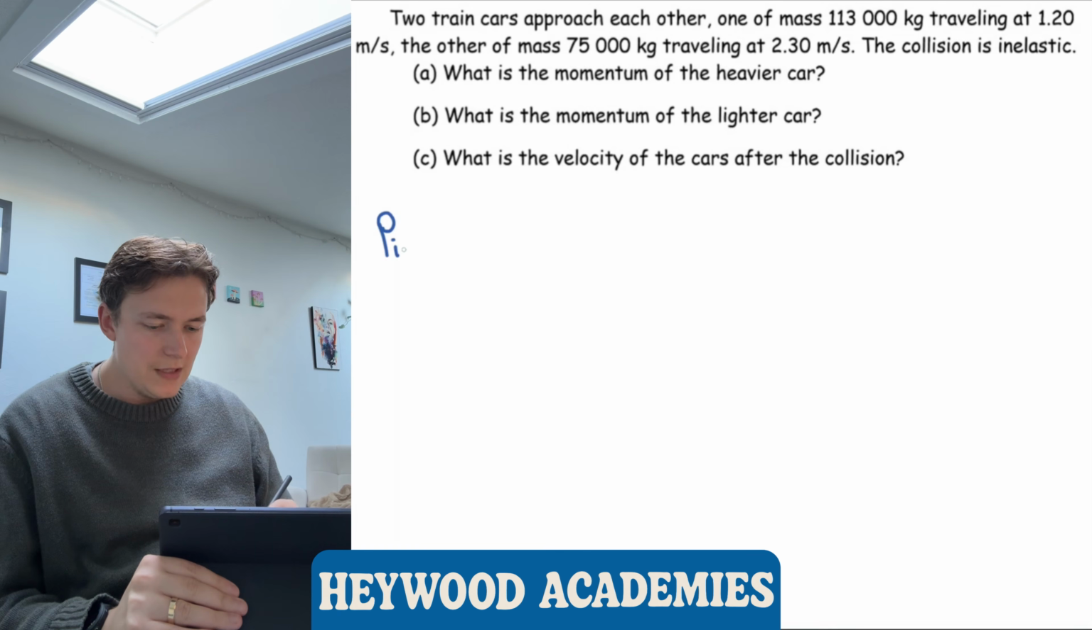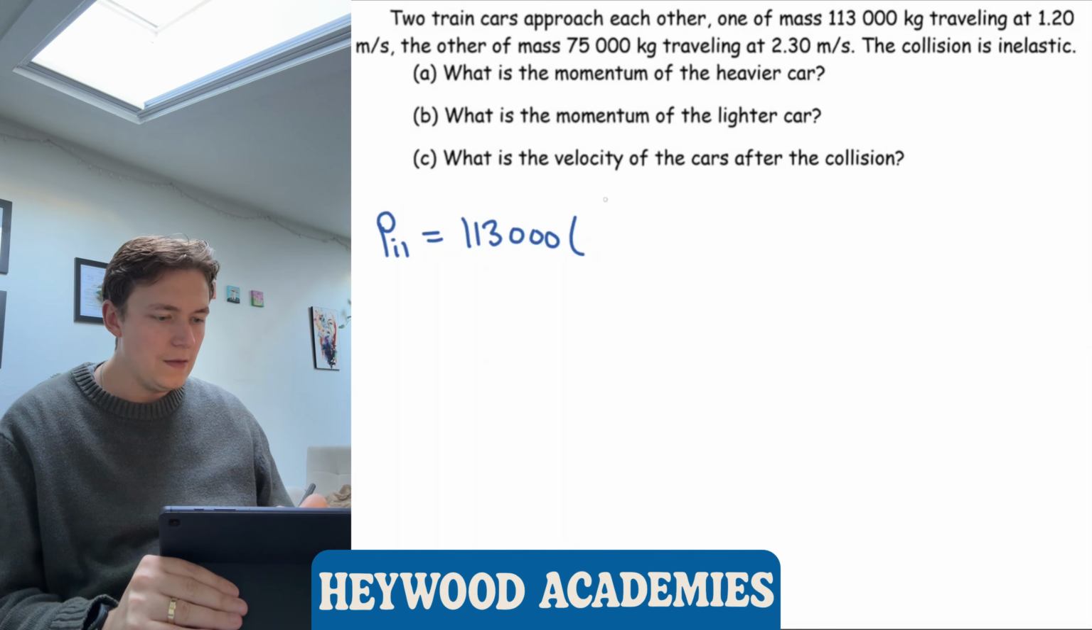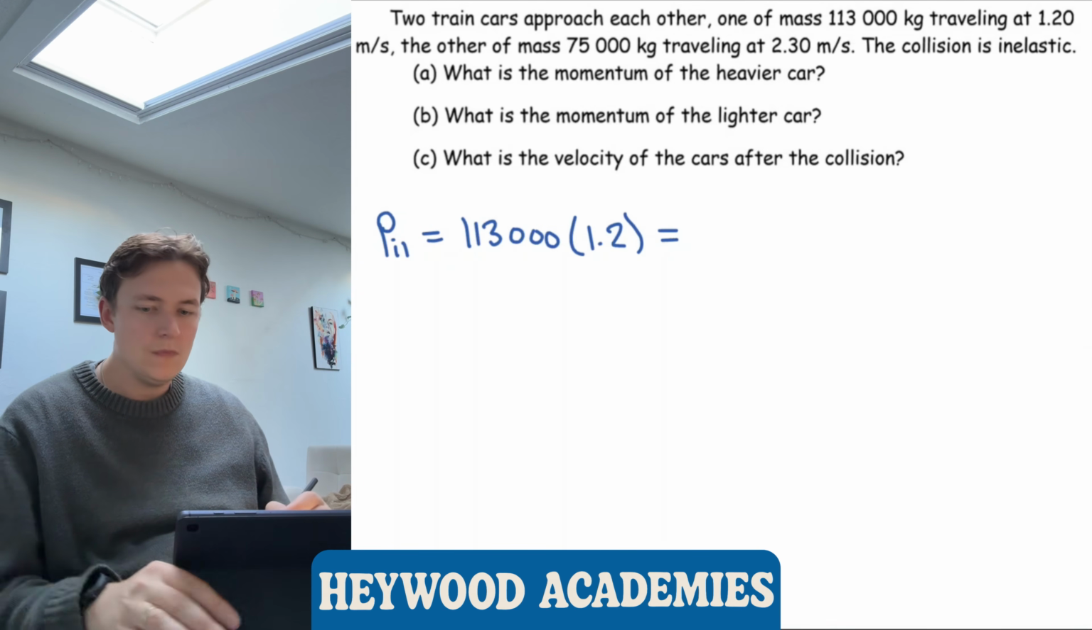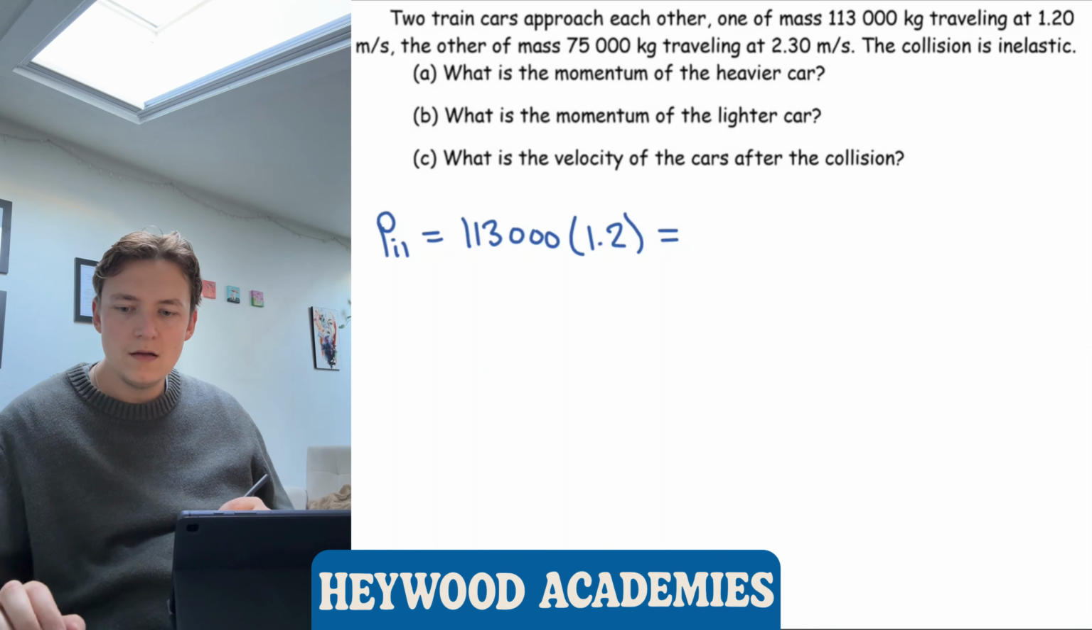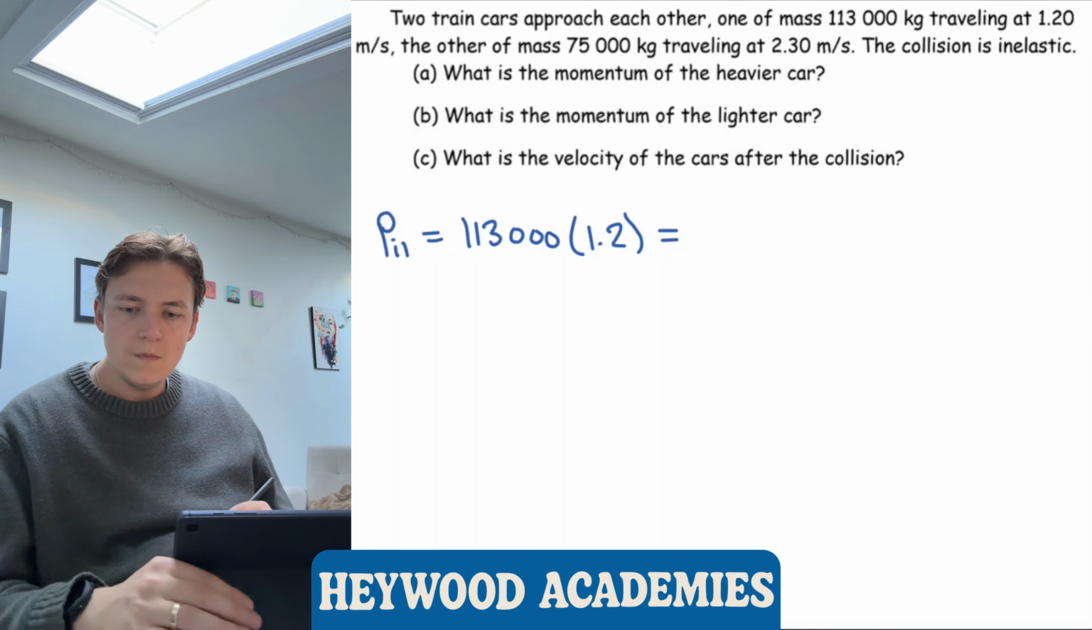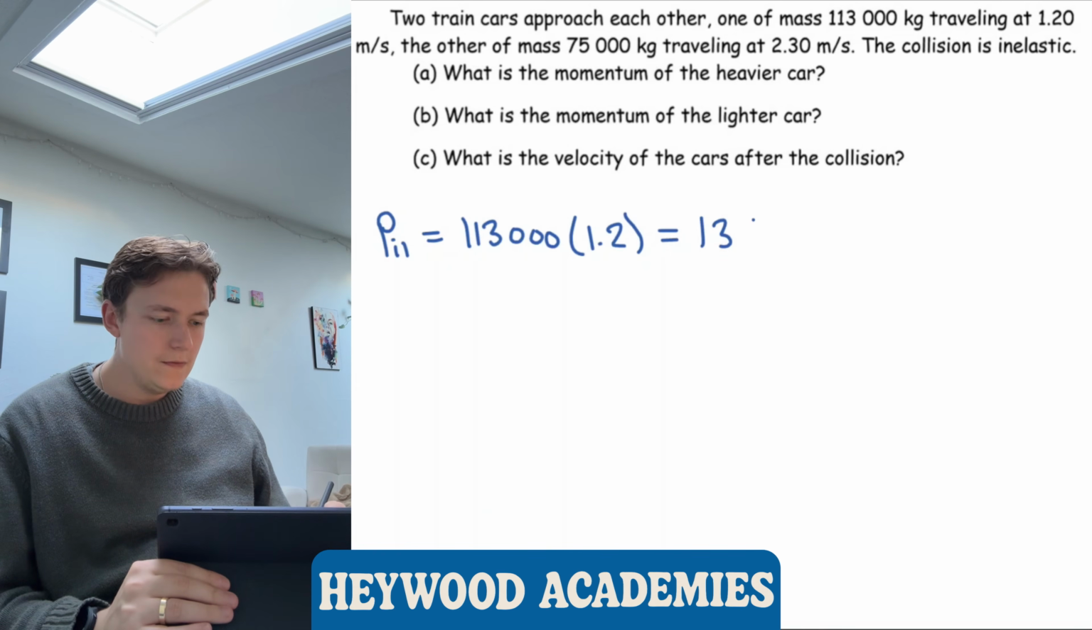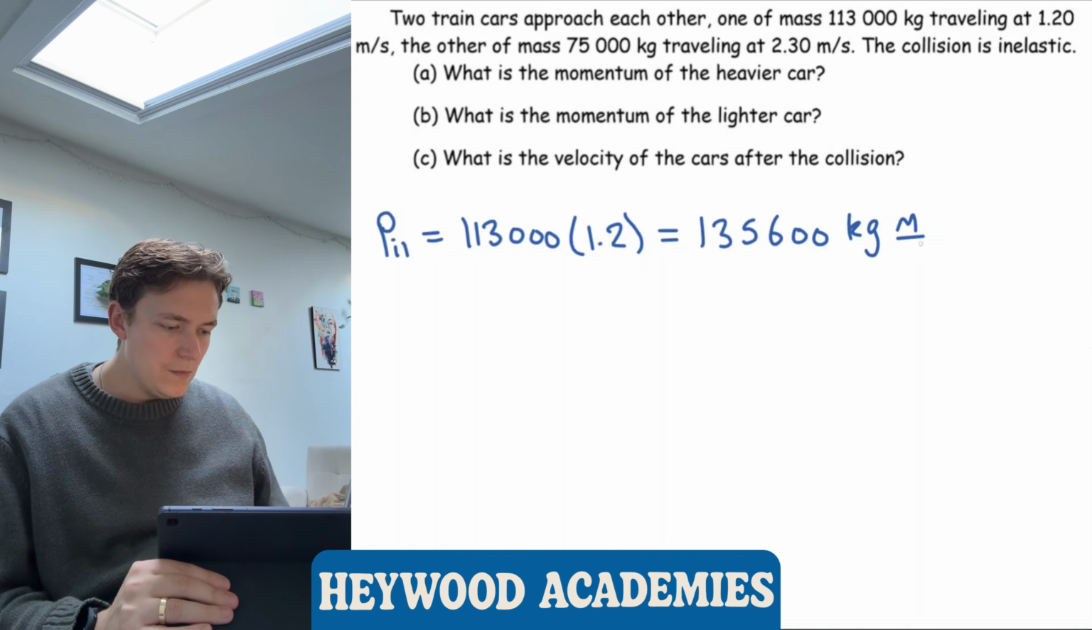So let's go momentum initial number 1, let's say, as the heavier car. So the heavier one is going to be 113,000 kilograms times the speed that it's traveling at initially, or the velocity that it's traveling at initially, which is 1.2 meters per second. So we can multiply those two numbers together, and we'll get 135,600 kilograms meters per second.